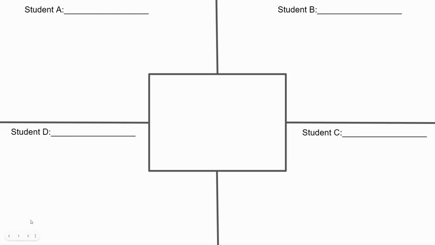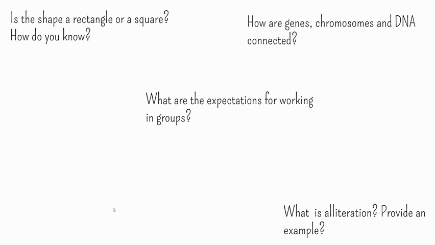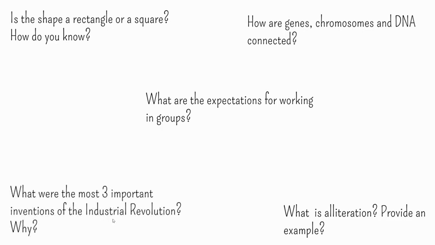So for example, teachers might pose the question, what is alliteration? Provide examples. Is this shape a rectangle or a square? How do you know? What are the expectations for working in a group? How are genes, chromosomes, and DNA connected? What are the 3 most important inventions of the Industrial Revolution and why?